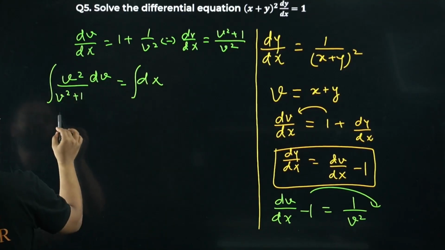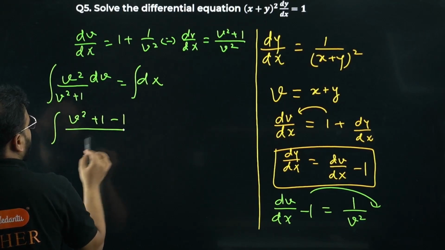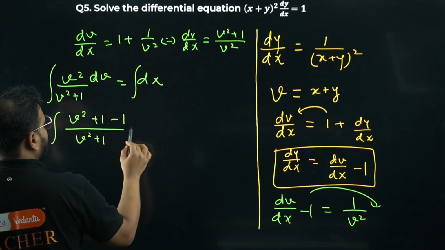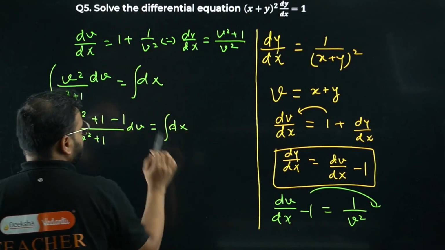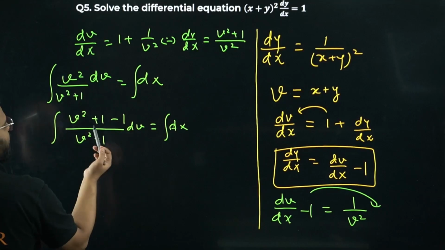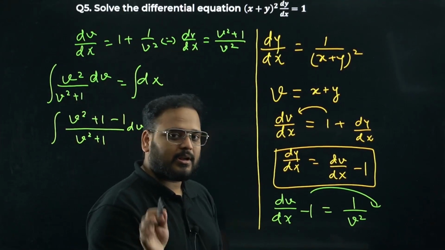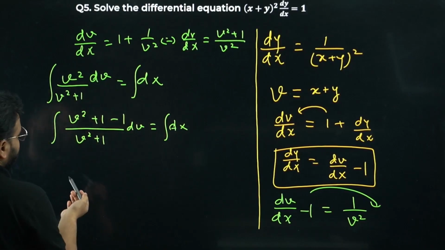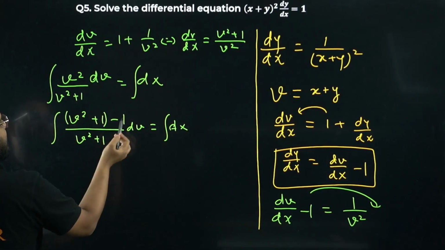Look at this: v square plus 1 minus 1 divided by v square plus 1 dv, and this is simply dx. So what I've done here is added 1 and removed 1. It will make no change to the numerator, it will remain as v square. We have done this to make our life easier. What is that? Divide this by this and this by this.